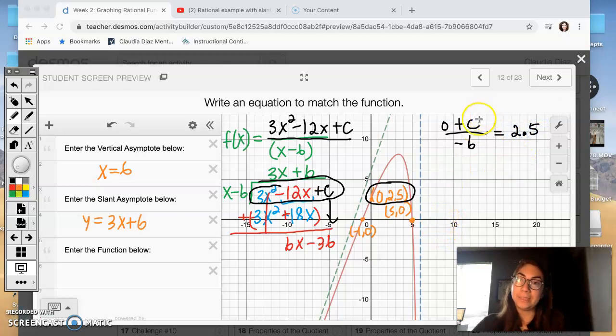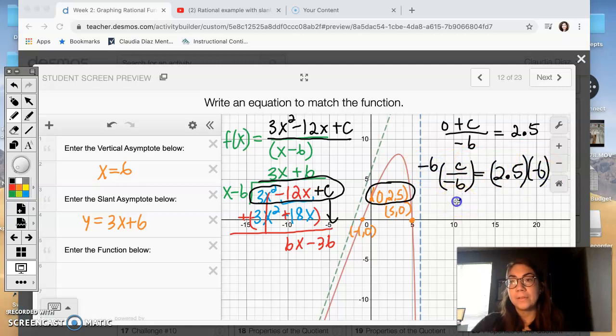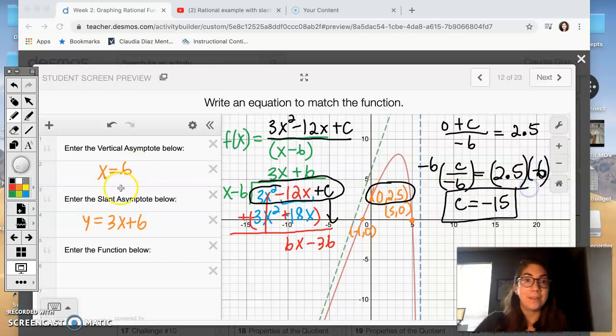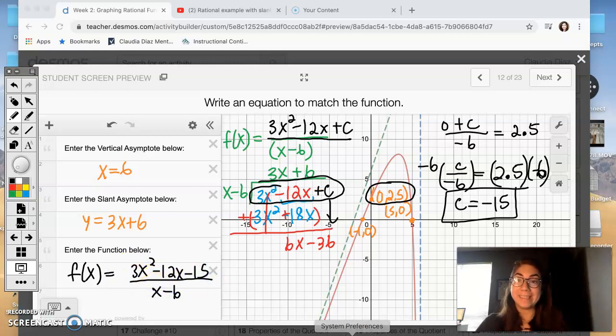So now we solve for c. Well, 0 plus c, that's just c over negative 6 equals 2.5. Multiply both sides by negative 6. C equals, so we're negative 6, negative 15. So we've got it. F of x equals 3x squared minus 12x minus 15 all over x minus 6.